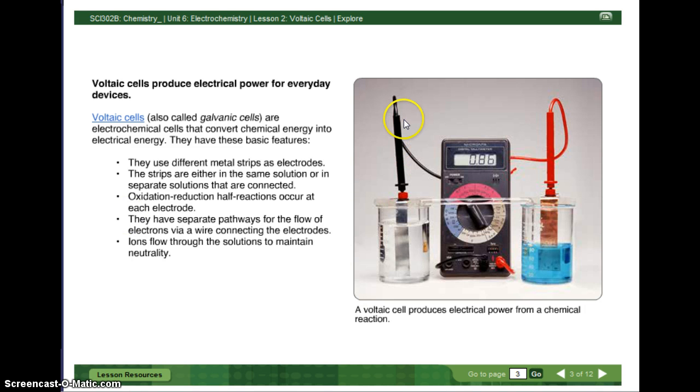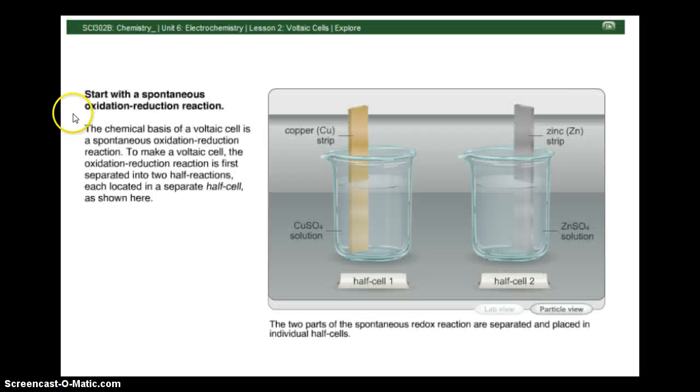All right, so we got our wires. And ions flow through the solution to maintain neutrality. So a voltaic cell produces electrical power from a chemical reaction. And again, I'm just going to put this whole thing in the notes, which I know is not the best way to take notes, but again, this is probably brand new, and they actually have all the different parts spelled out pretty well here. If you would prefer to rewrite it and make it shorter, please go ahead and do that in your notes. All right, the next slide says start with a spontaneous oxidation reduction reaction.